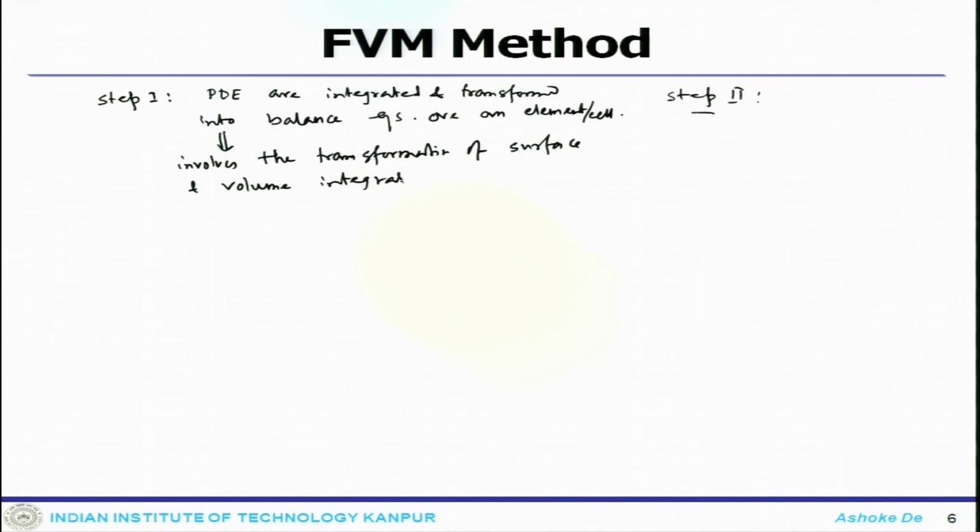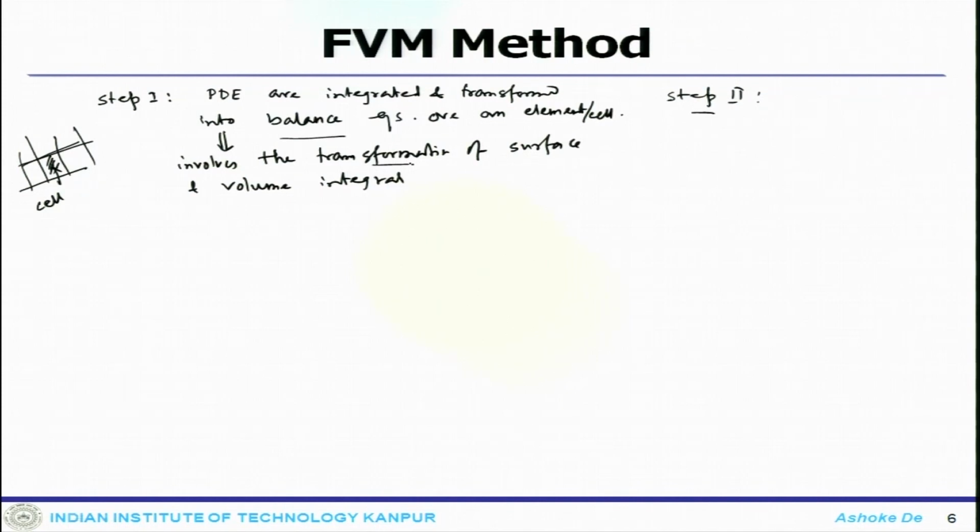You have a set of partial differential equations. If you look at a simple system like this, this is one of your cells or finite elements. Over this particular element, let us look at a 2D element like here. You integrate the governing equations, and they finally come down to the balance equation over this particular cell, and that involves the transformation or conversion of the surface and volume integral.